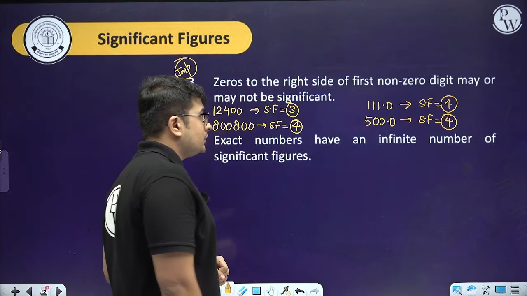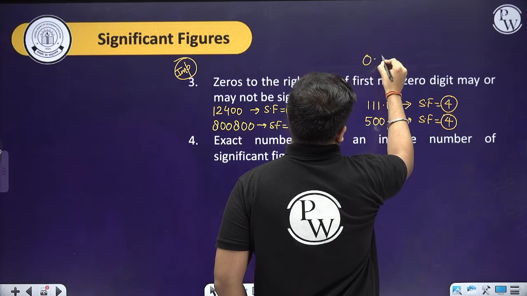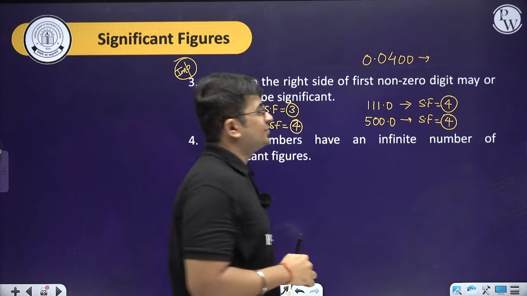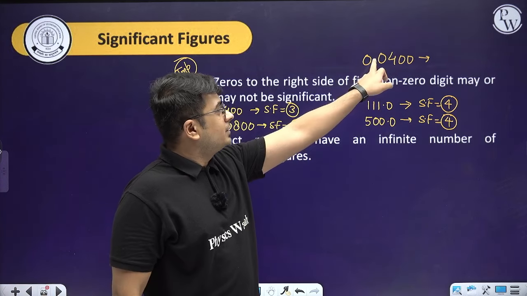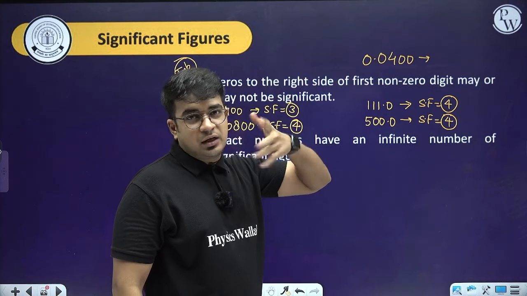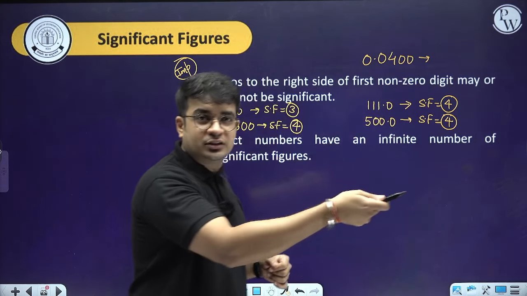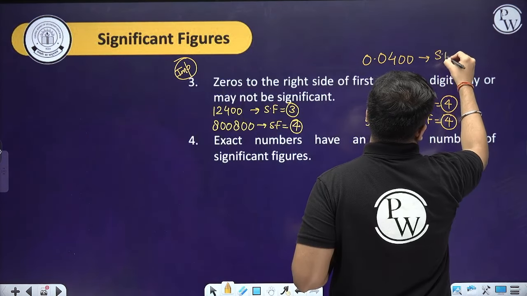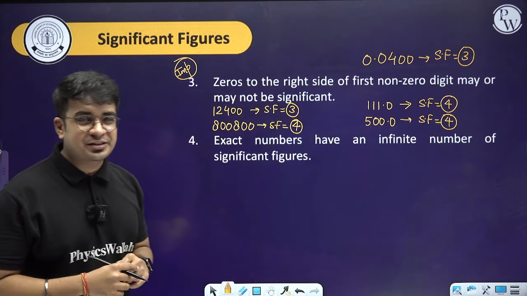Okay. Let's say I am writing the number 0.0400. This is the beauty of significant figures. Now you know that this decimal and the zeros which are before the non-zero are not significant, but these zeros are after the non-zero and they are after the decimal also. So I can say in this case, significant figures are actually 3. The most important question, okay.